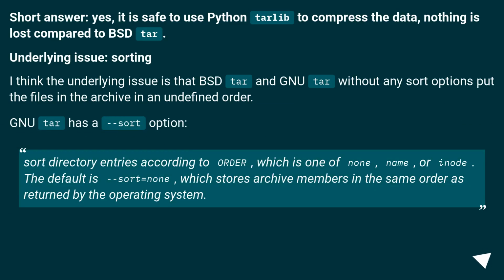Short answer: yes, it is safe to use Python tarfile to compress the data. Nothing is lost compared to BSD tar. Underlying issue: sorting. I think the underlying issue is that BSD tar and GNU tar without any sort options put the files in the archive in an undefined order. GNU tar has a sort option: sort directory entries according to order, which is one of none, name, or inode. The default is sort=none, which stores archive members in the same order as returned by the operating system.